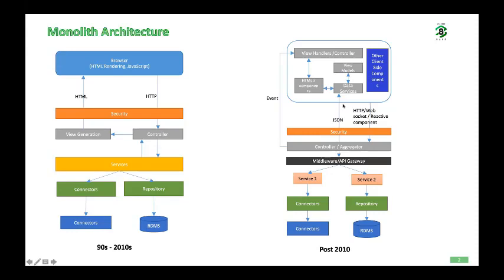Now, if I break this into a more granular way, on the left side, whatever I have described is called monolith. So the entire application used to exist in a single server. But post 2010, the application became heavy and very difficult to manage. So those applications were broken into multiple services, and it moved towards a microservices architecture.